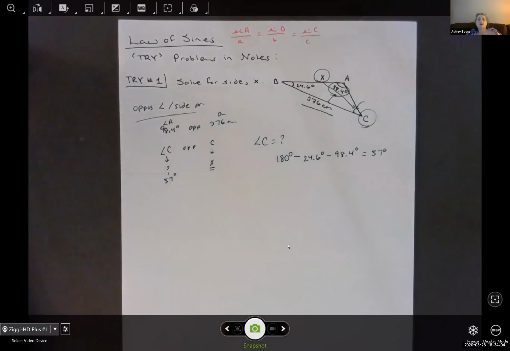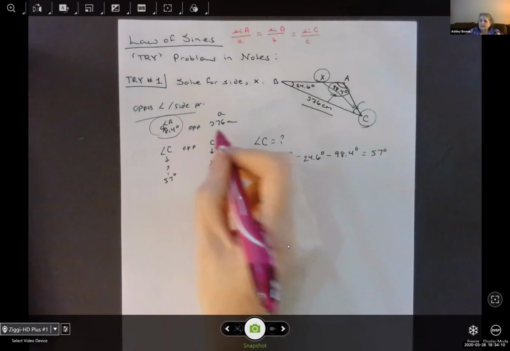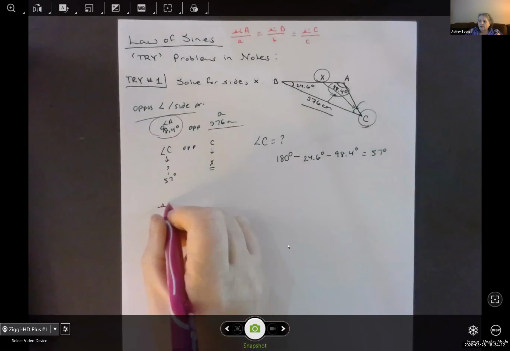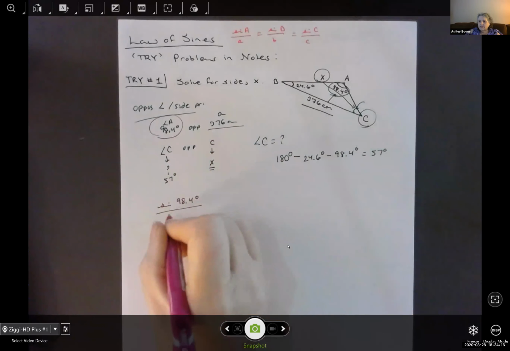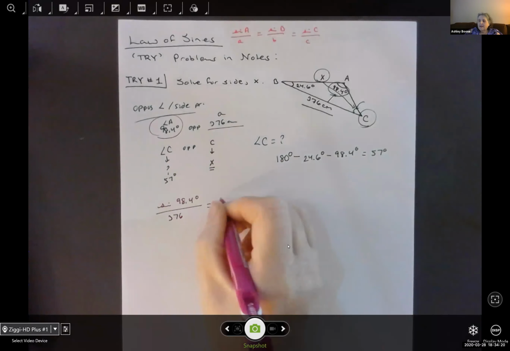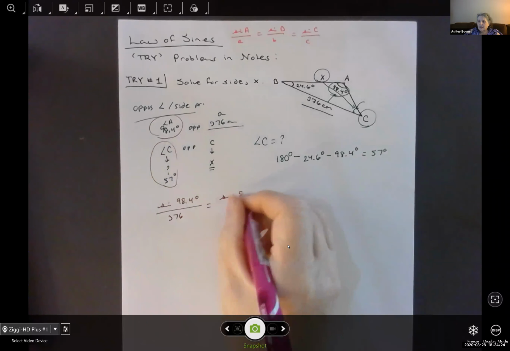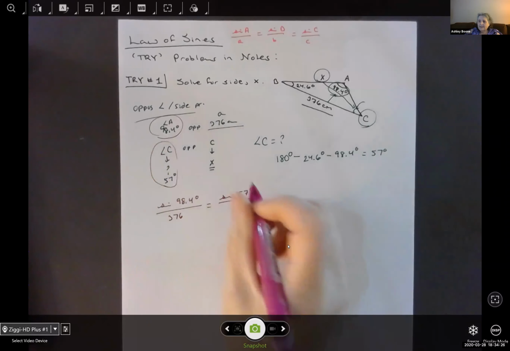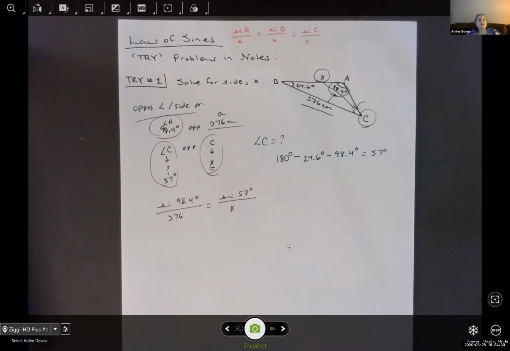Now we can use the law of sines to set up our equation. The sine of A is to side A. The sine of 98.4 degrees is to side A, which is 376 centimeters, as the sine of C, which is the sine of 57 degrees, is to side C, which is what we're looking for, X. So there's my setup with law of sines.